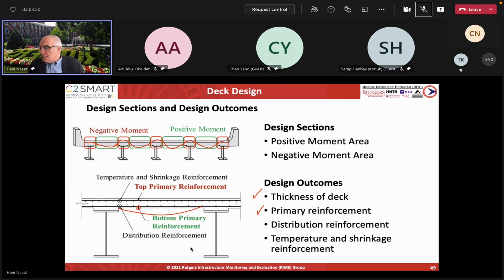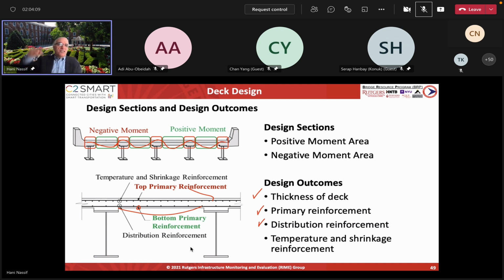You will also have the distribution reinforcement, because the bending is in one direction, right? Between the girders is a two-way slab, but you also have bending in the longitudinal direction. If you look at the traffic, this direction here is perpendicular to the traffic, right? So there's bending between the girders, but there's also some bending along the traffic direction. So you need to have this distribution reinforcement. And if you have a negative bend, this is the primary reinforcement here. For the negative moment region, you would have to design that.